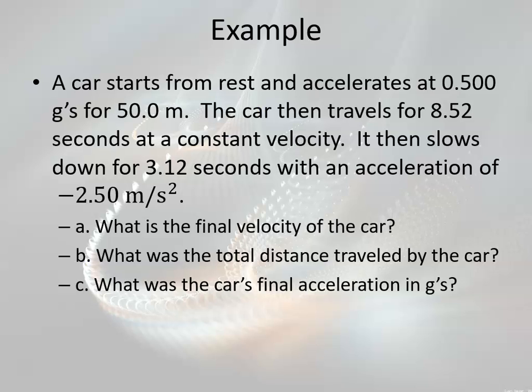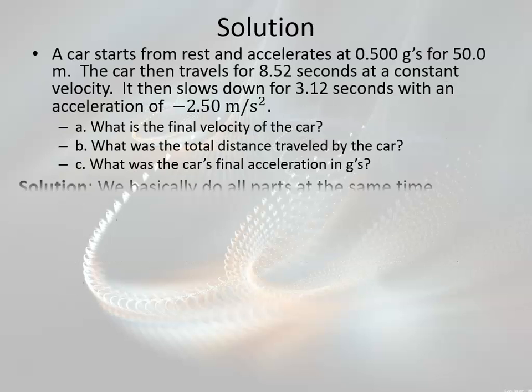A car starts from rest, accelerates at 0.5 g's for 50 meters, and then travels 8.52 seconds at constant velocity, then slows down for 3.12 seconds with an acceleration of negative 2.50 meters per square second. What's its final velocity? What was the total distance traveled? And what was that final acceleration in g's, just out of curiosity?